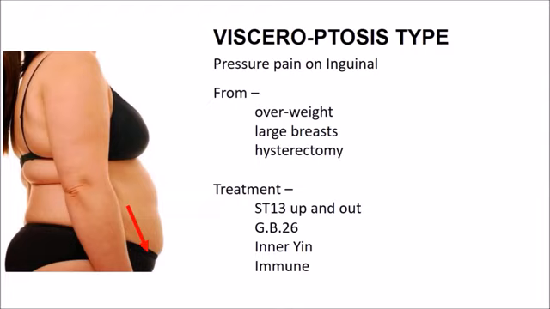The treatment is stomach 13, needled outwards along the clavicle. This is the main point to release the inguinal. Supporting points are gallbladder 26, inner yin, and the immune points. This can also be used in late pregnancy as the pressure on the inguinal ligaments and the hyperlordosis start to create sciatica. In that case, use stomach 13 needled out as well as the immune point and inner yin. I would not use gallbladder 26 in late pregnancy.